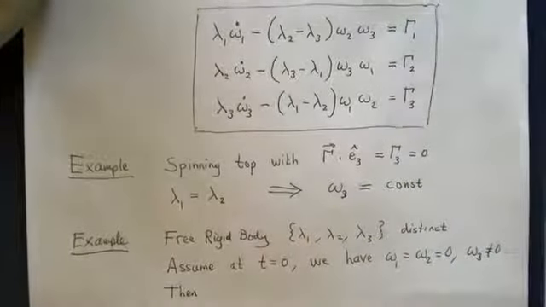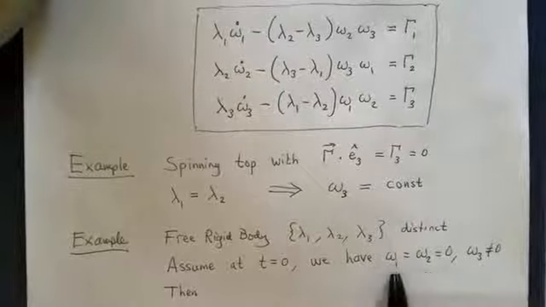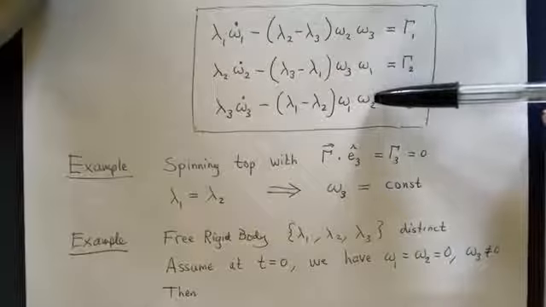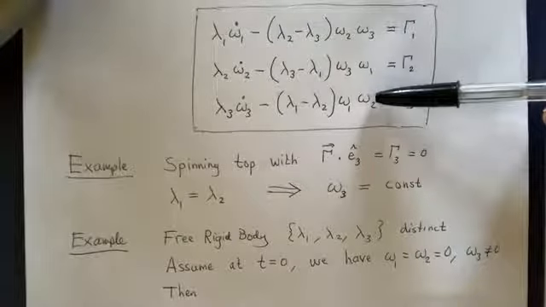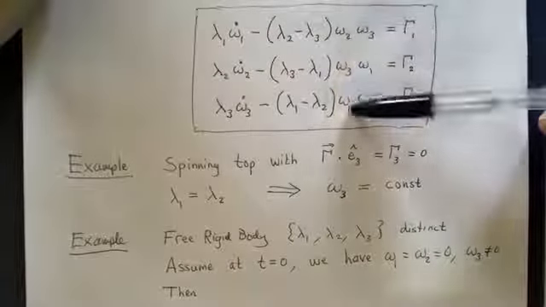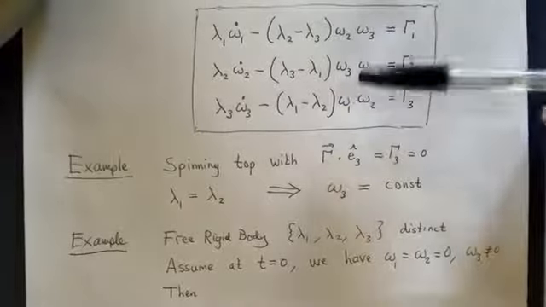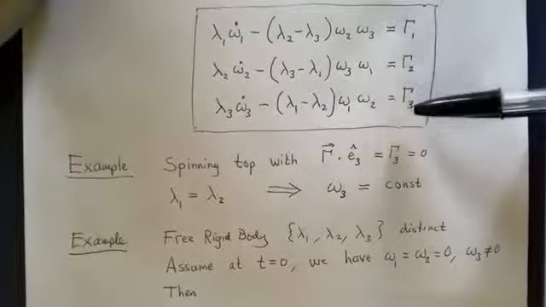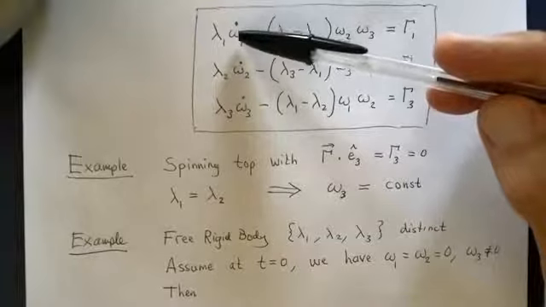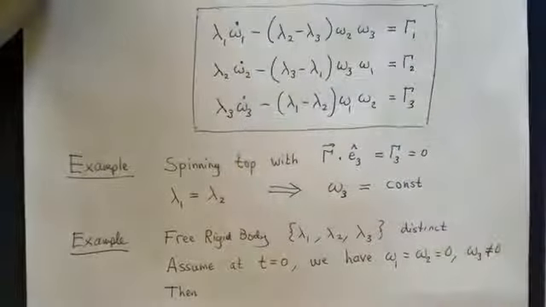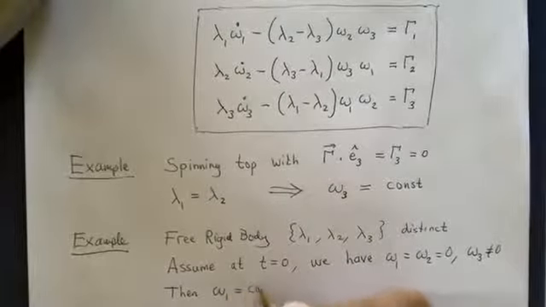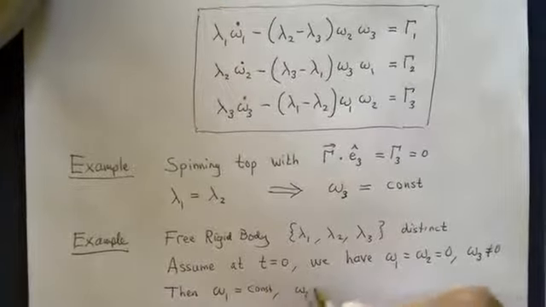All right, so let's look at the implications. If omega 1 is 0 and omega 2 is 0, well, look at what happens here. This is certainly 0. You got 0 times 0. This is 0 because there's an omega 1. This is 0 because there's an omega 2. So all these terms here vanish. Furthermore, it's a free rigid body, so all the gammas vanish. This is really wonderful. Therefore, you see all of these omega component dots vanish. We have omega 1 is a constant. Omega 2 is a constant.